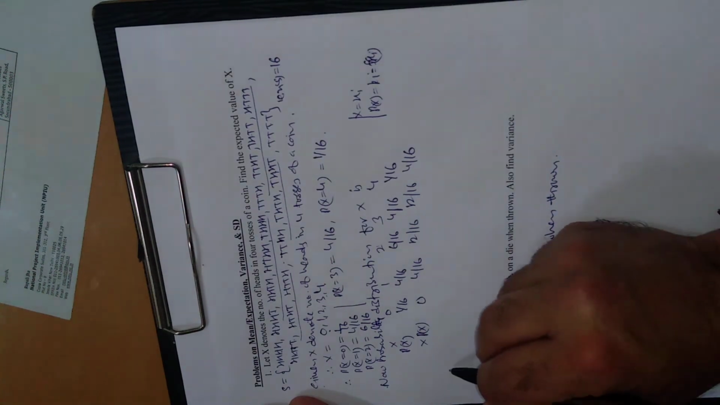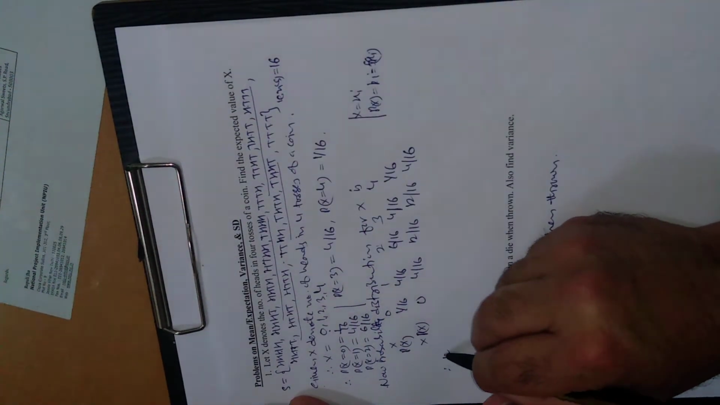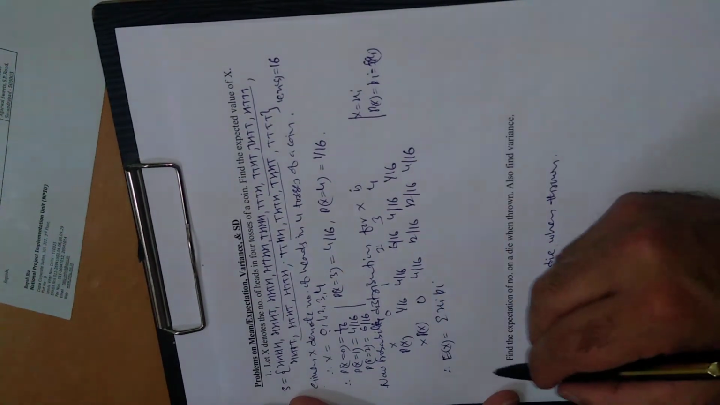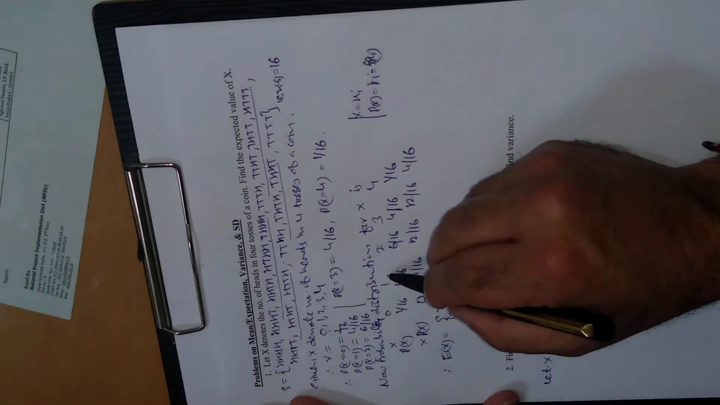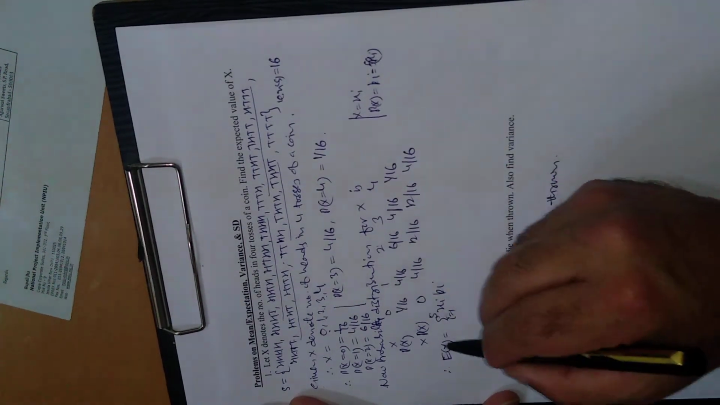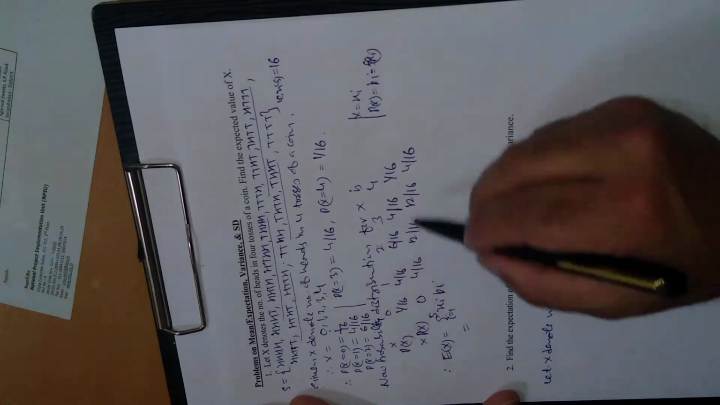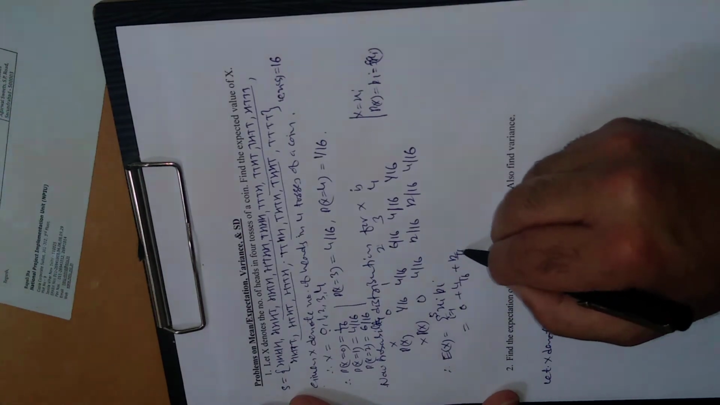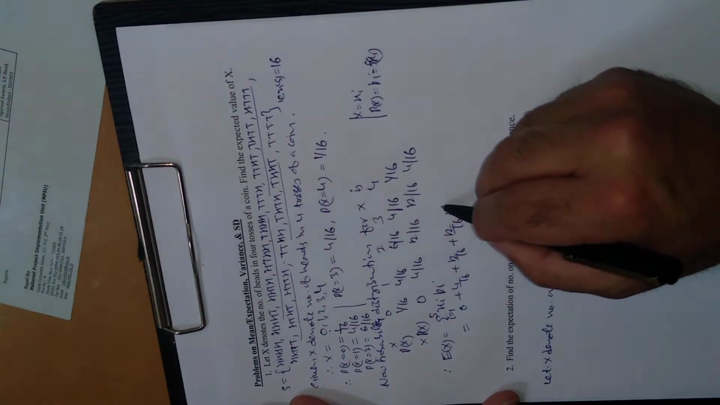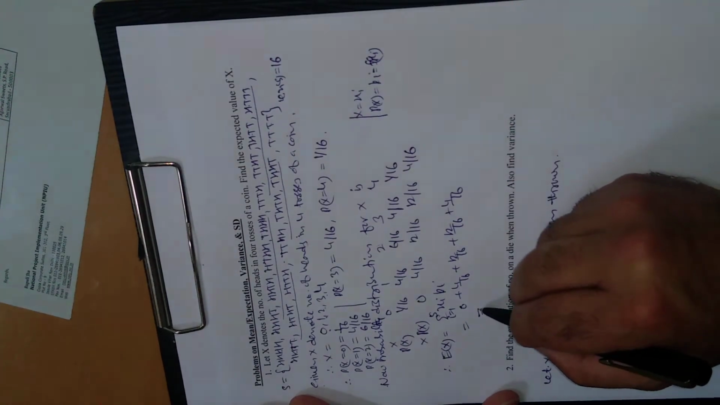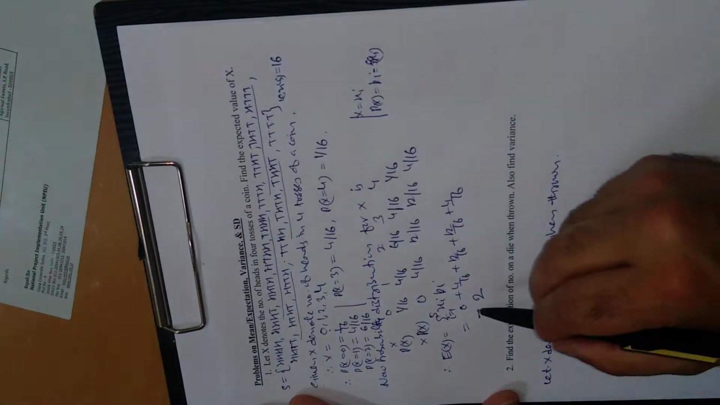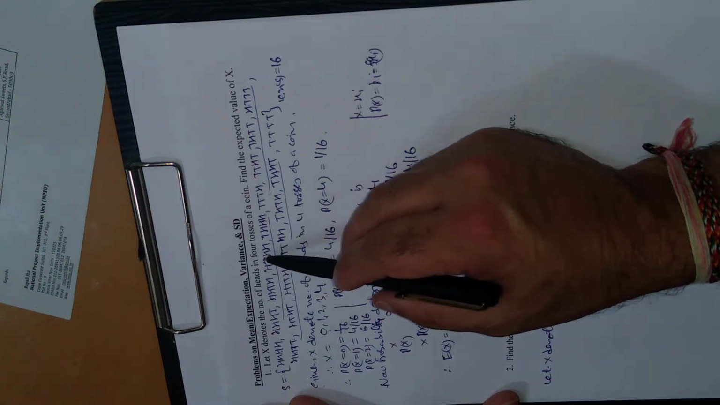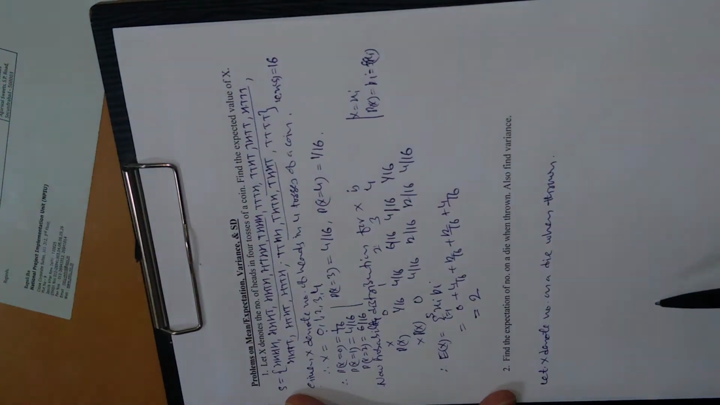Therefore we have to find the expected value, which means we have to find the mean. The mean of x is the summation of xi pi, where i is varying from 1 to 5. This product is already there, so just add all of these: 0, 4 upon 16, 12 upon 16, 12 upon 16, 4 upon 16, and this sum comes out to be 2. So this is the expected value of x, where x is the number of heads in 4 tosses of a coin.